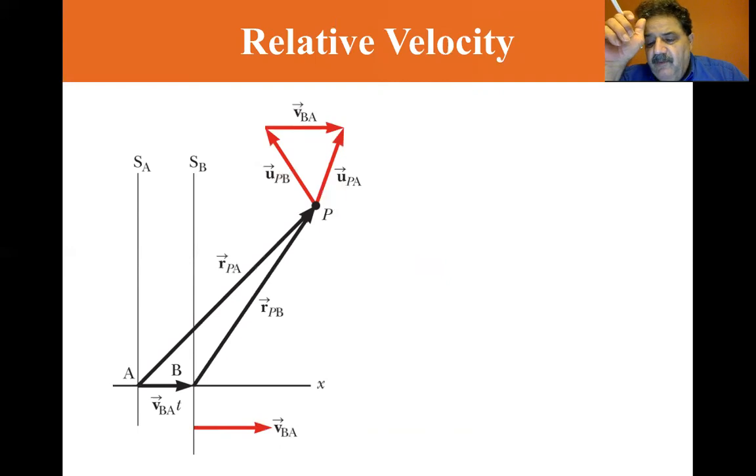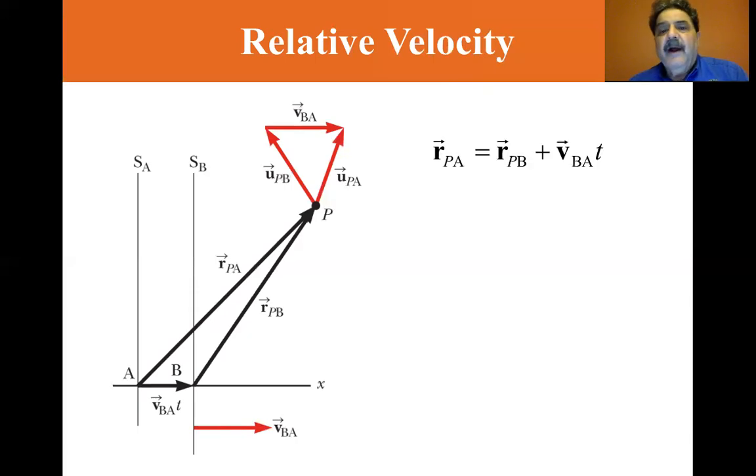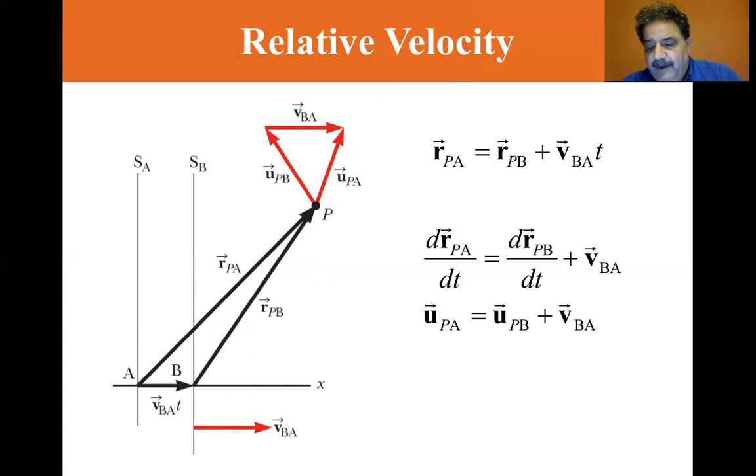From the figure, the vectors RPA and RPB are related to each other through the following expression: RPA equals RPB plus VBA t. So you can see the VBA t. You look at the head to tail method, the VBA t is at the bottom and the RPB is shooting slightly upward. And the sum of those two is RPA. So that's how they're related.